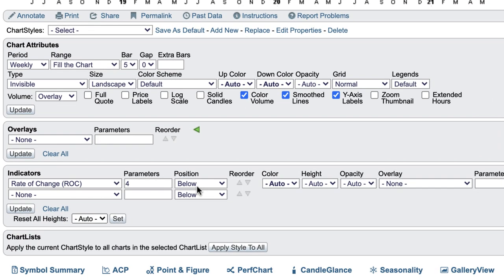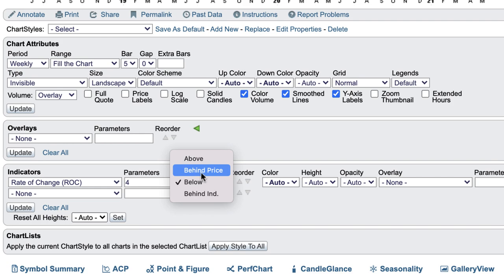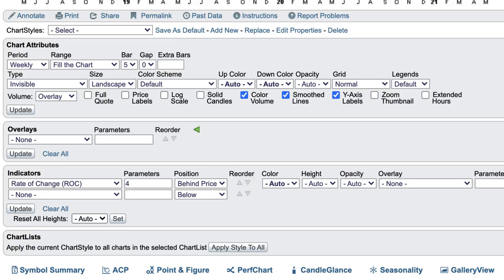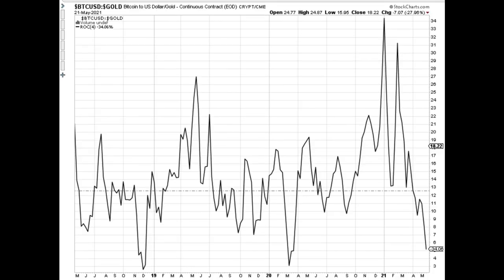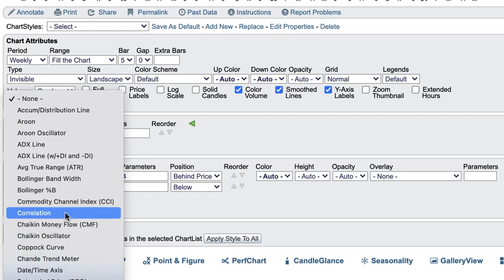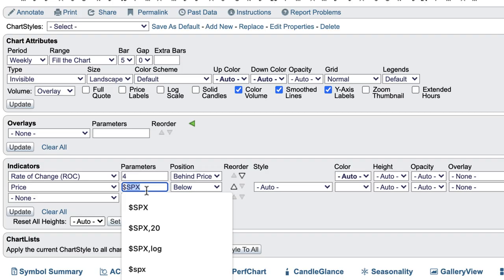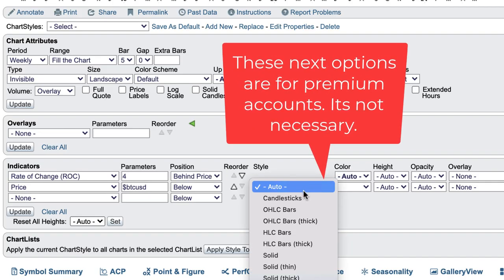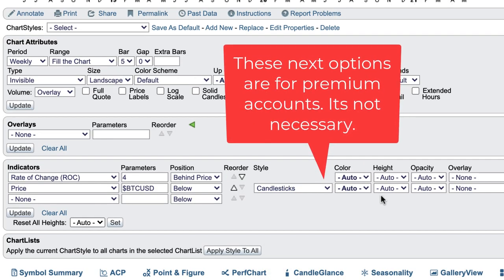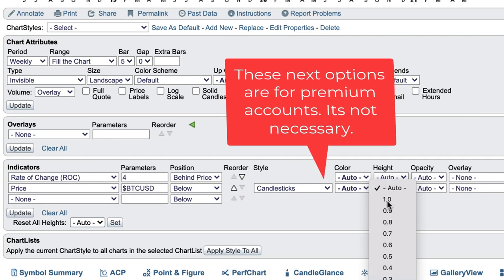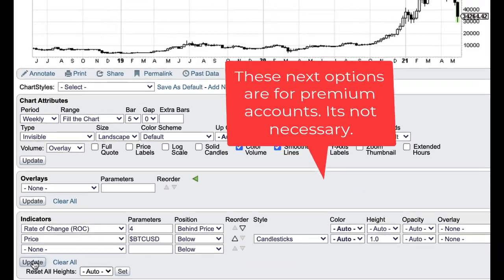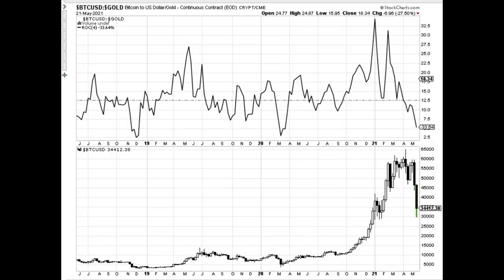What we're going to do now is put that behind the price. We'll update that. So now it's going to start looking a little bit like this. Then we're going to add in another indicator, and that indicator is going to be called price. Now for the price, what we're going to be doing is changing SPX to BTC USD. So click that. We're going to hit style, the candlesticks. From this point, we want to hit height. We want to change that to 1 and hit update so it looks like this.